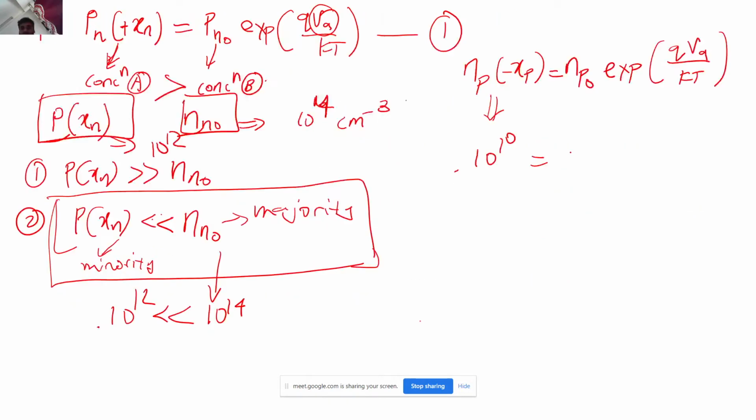Now I will put 10 to the power 7 over here into exponential to the power VA by KT by Q. The temperature is room temperature, so it's 0.0259, correct? So if you solve this, you will get the value of VA as 0.1789 volts, correct?